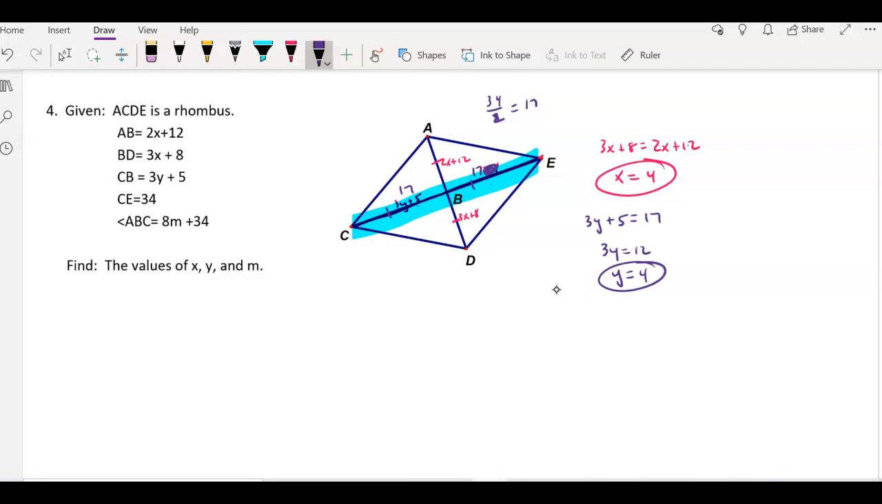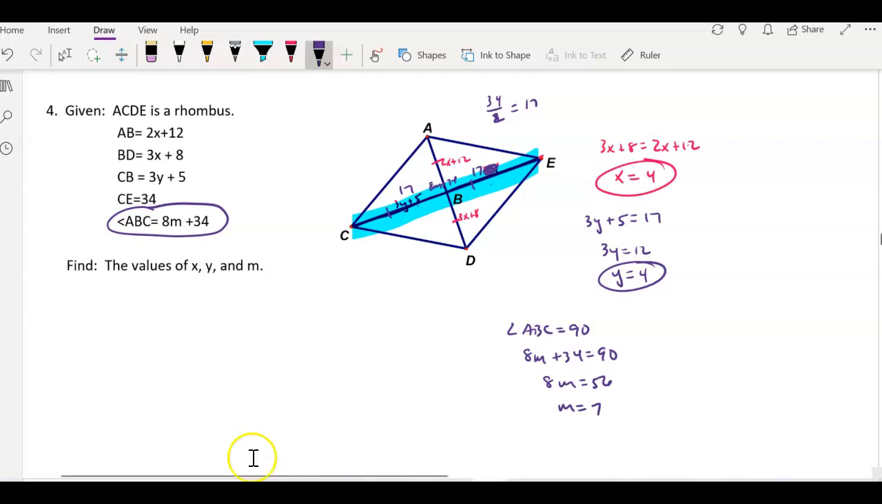That is perfectly fine. Now to find the value of m, they tell you angle ABC is 8m plus 34. Well, what is the measure of angle ABC? We know that since the diagonals are perpendicular, that's 90 degrees. So 8m plus 34 equals 90, 8m equals 56, so m is equal to 7. Okay, go ahead, try the homework, and let me know if you have any questions.